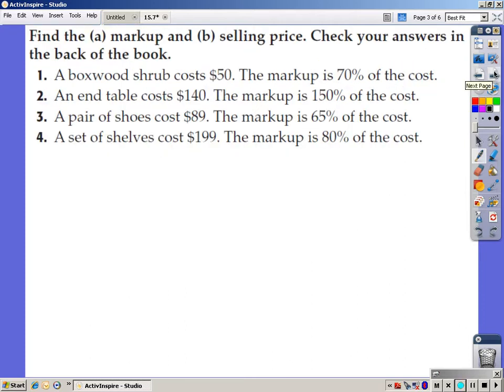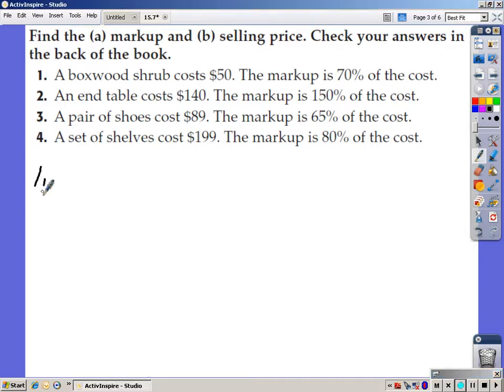Let's go ahead. Let's look at 1, 2, 3, and 4. All right? Press pause. Take a couple minutes to work these out. Shouldn't take you very long. Press play to resume. Okay, so let's work these out.